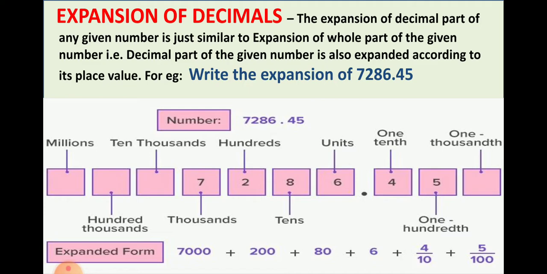So now we will expand the number that is before decimal, 7286, according to their place value, 7000 plus 200 plus 80 plus 6, and the part after decimal, that is known as decimal part, we are going to expand according to their value. 4, that is represented by 1/10, so we will write 4 by 10. 5, that is represented by 1/100, so we will write 5 by 100.